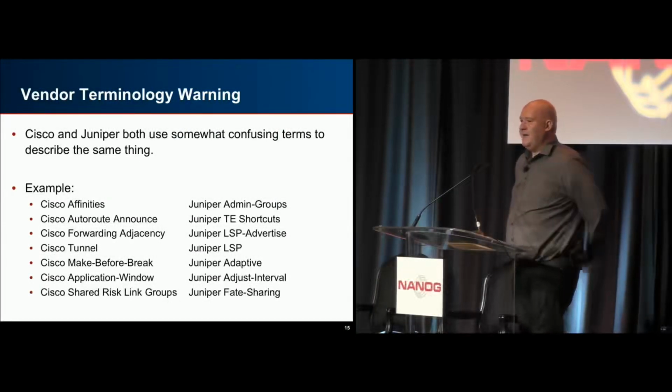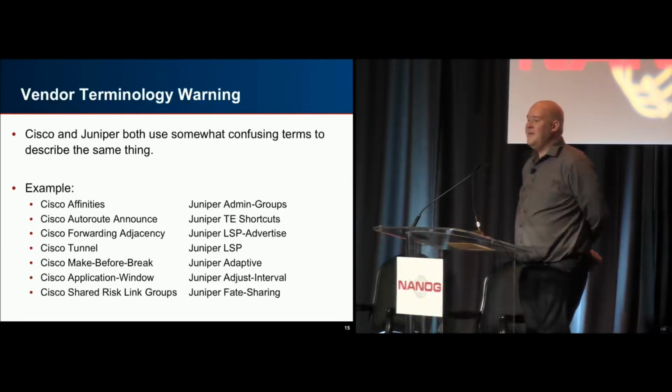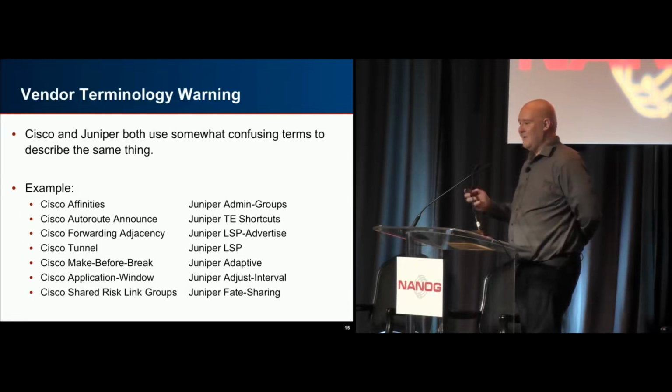But ironically enough, they give them all different names. What Cisco calls an affinity, Juniper calls an admin group. What Cisco calls an auto route, Juniper calls TE shortcuts. So there's a different name for everything, just to be different and confusing and annoy all of us.